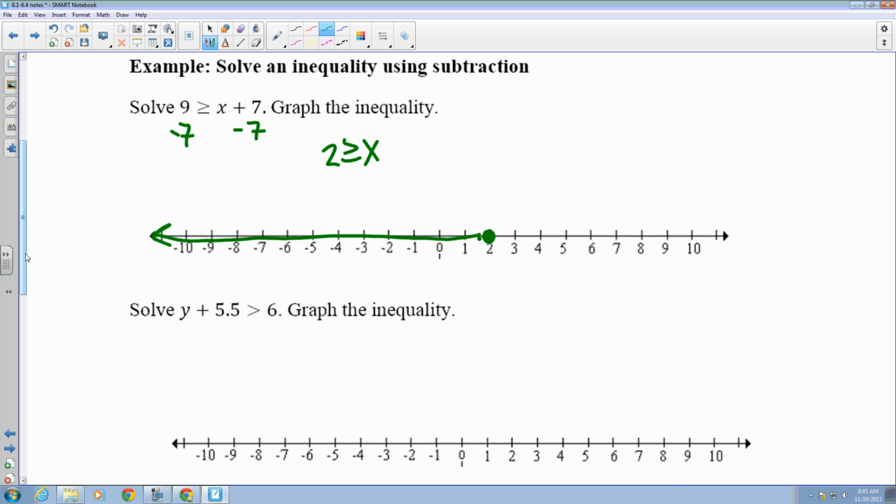y plus 5.5 is greater than 6. We need to get rid of that 5.5, so we need to subtract it. So y is greater than 0.5. That's everything bigger, so to the right.